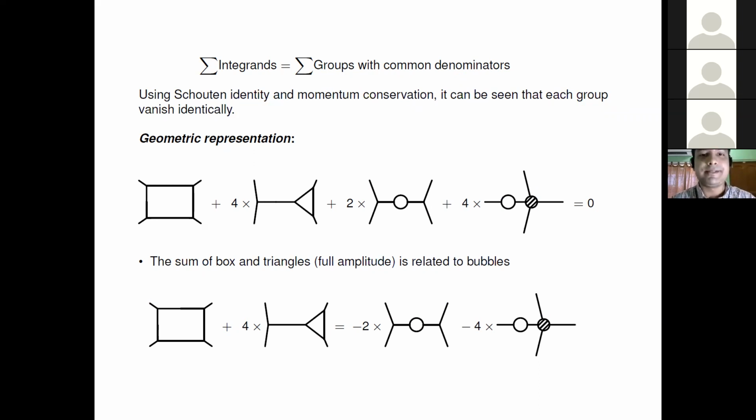So the geometric representation of this is that the sum of box, triangles, and bubbles vanishes with a particular choice of loop momentum variable in terms of dual momentum variables. The sum of box and triangles, which is the full amplitude, is related to the bubble diagrams. And that is the important thing here: the bubble diagrams are zero to begin with. But if we shift the loop momentum parameter by some amount, then they are not zero to begin with. That I will explain further.